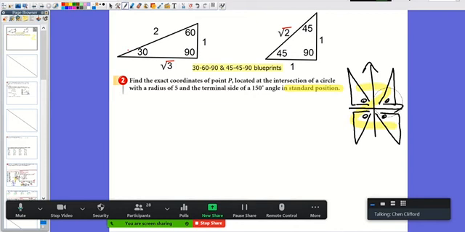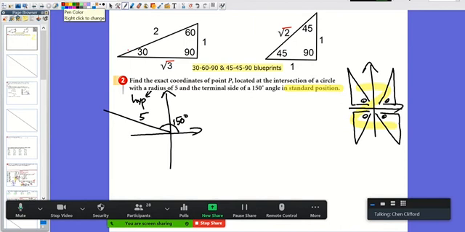Now, this is fancy wording for basically this. 150 degrees is basically right here. And when they say radius, they basically mean hypotenuse, so this is going to be 5. Since this is in the second quadrant, I'm going to draw my generic triangle in the second quadrant. It's going to look like this.